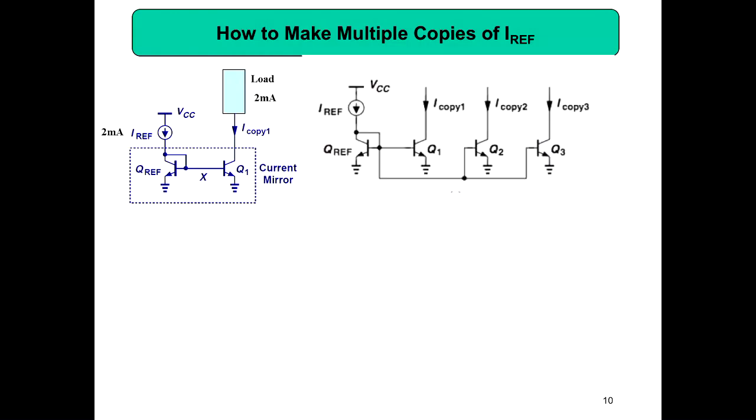So if we connect 3, because we are neglecting the base currents, we have got 2 milliamps here, then I will be connecting here and you get I copy 1. Then again this point I am going to connect to the base of another transistor. Then what will be the current? What will be I copy 3?